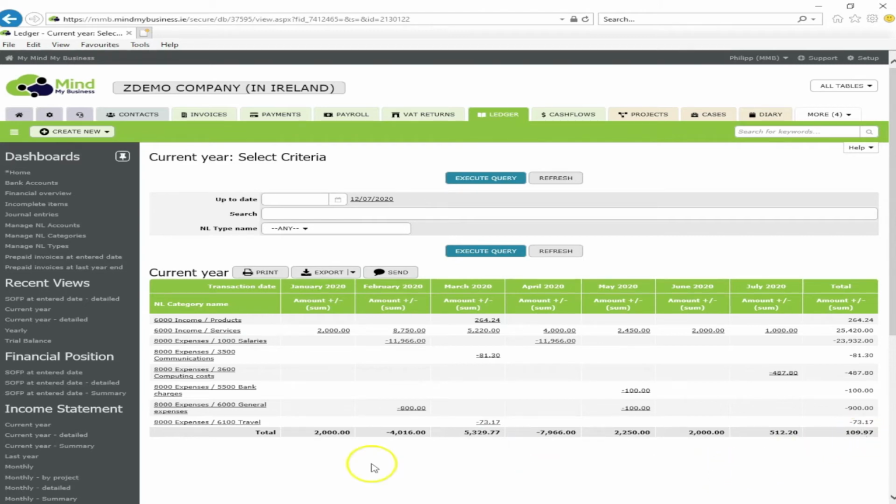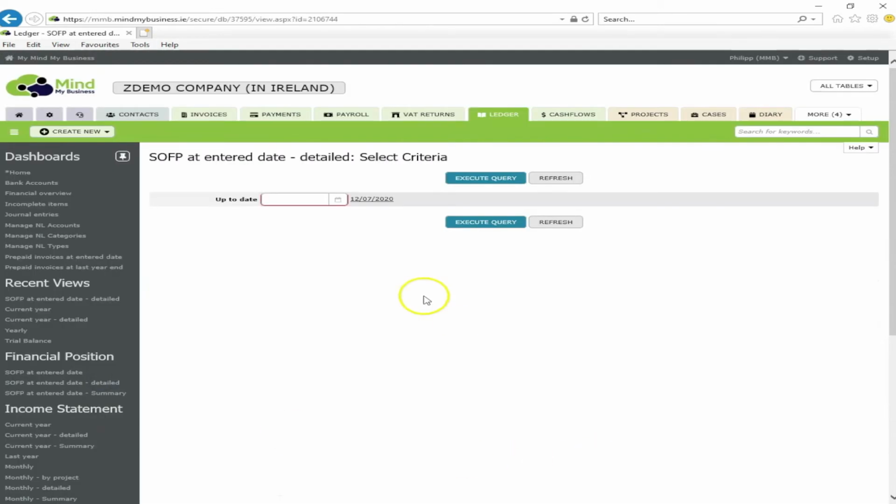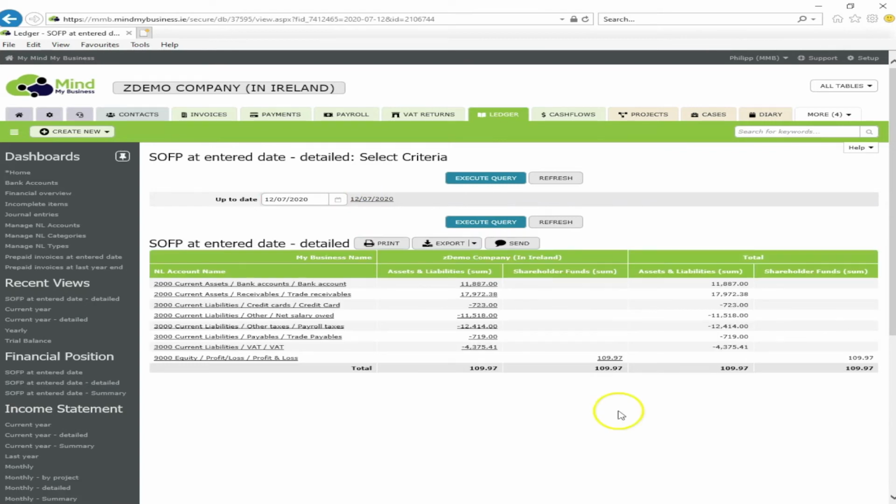The next thing to look at is the balance sheet, or the modern name for that is the statement of financial position. So again, let's have a look and see where we are at. Is our company actually worth anything? And lo and behold, it turns out we have a positive balance sheet. And we can see how that's broken down.